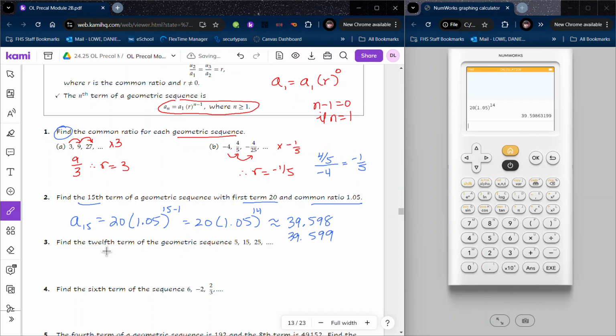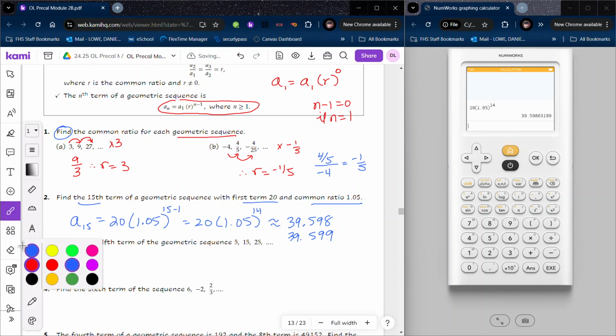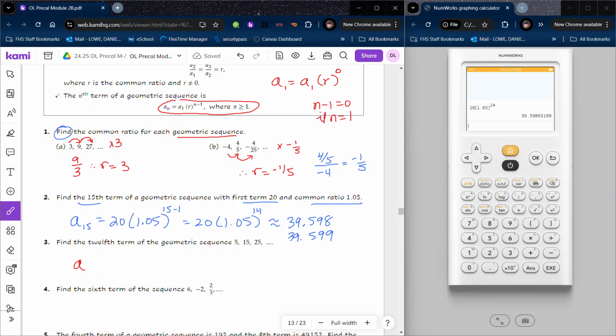Looking at our next, the 12th term of our geometric sequence. We want to figure out the 12th term, and that 12th term is going to be 5, our first term, times our common ratio raised to the 11th power. So we have to figure out what the common ratio is to get from one term to the next.